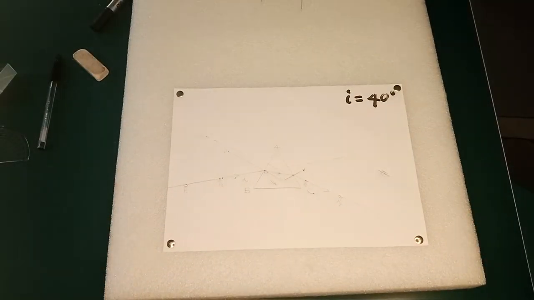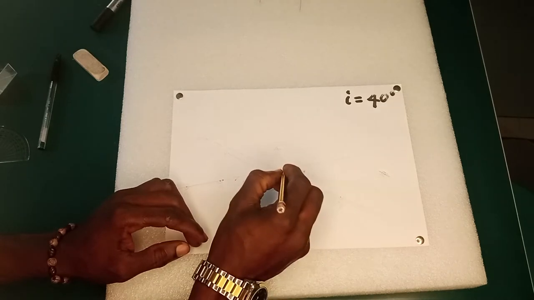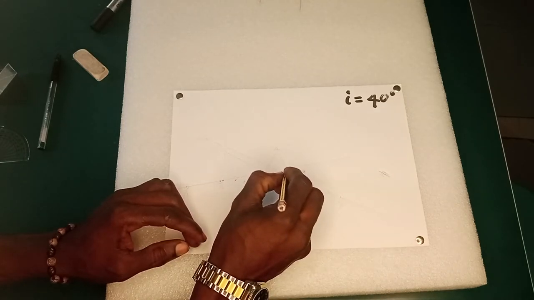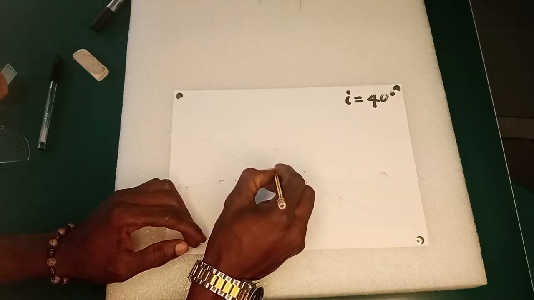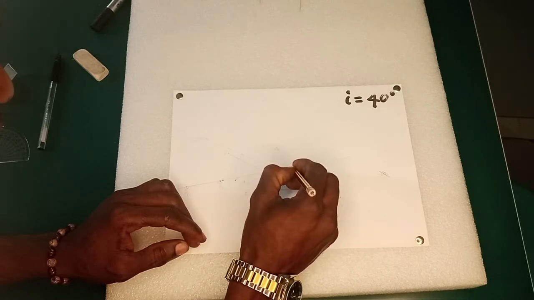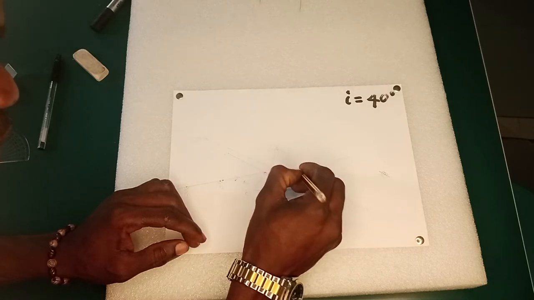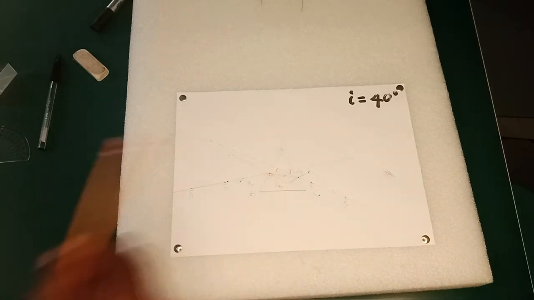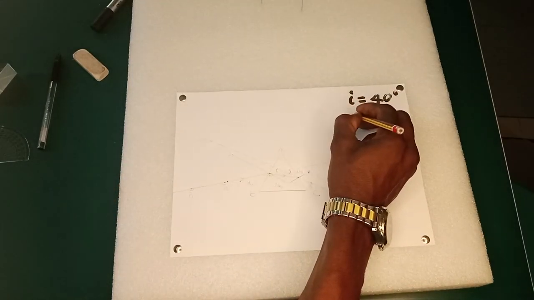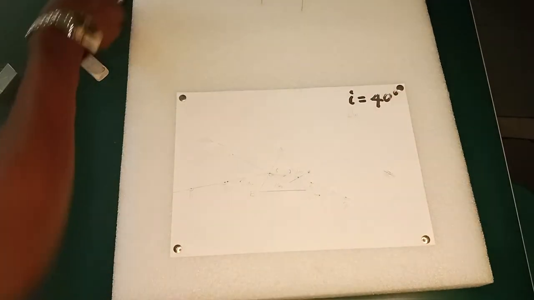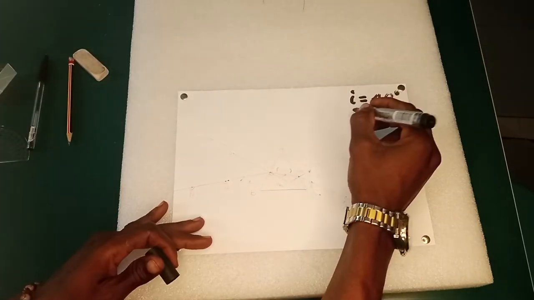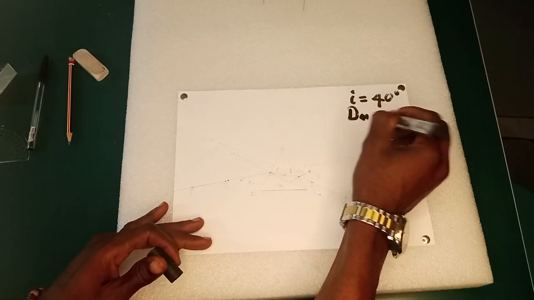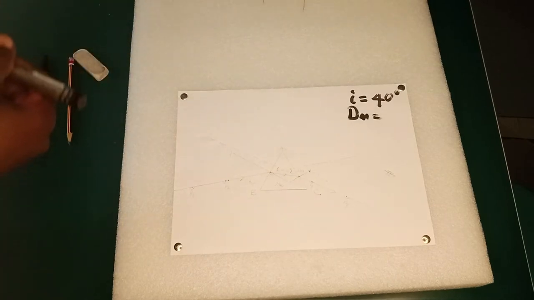Good. Now, this angle is the same as this angle. And this angle is called the angle of minimum deviation, D_M. That is the angle we are looking for. We are looking for D_M. D subscript M is what we are looking for.